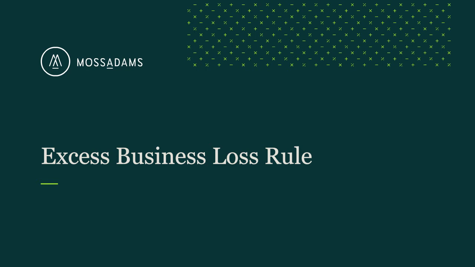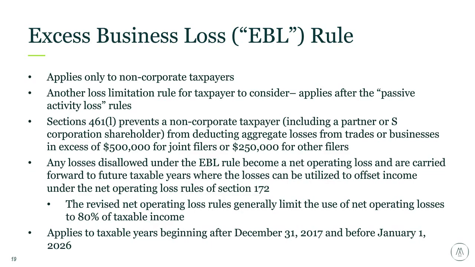Thanks, Gunnar. One of the more significant items that came up here that impacts primarily individuals is this excess business loss rule. And really what this was meant to do was to prevent the use of large trade or business losses from offsetting other sources of income, such as portfolio income, wage income, and other items that are earned by taxpayers. And it's limited to basically $250,000 for most taxpayers that are single, and $500,000 for joint filers.